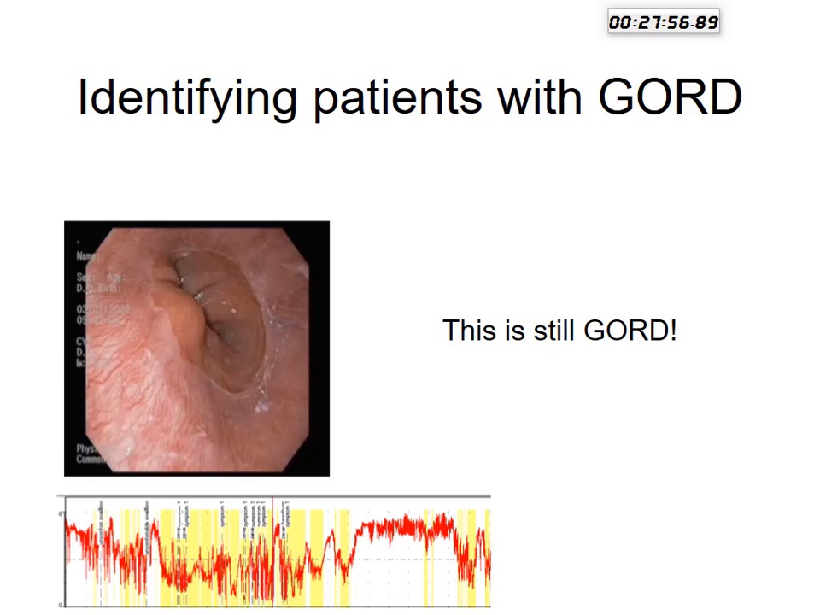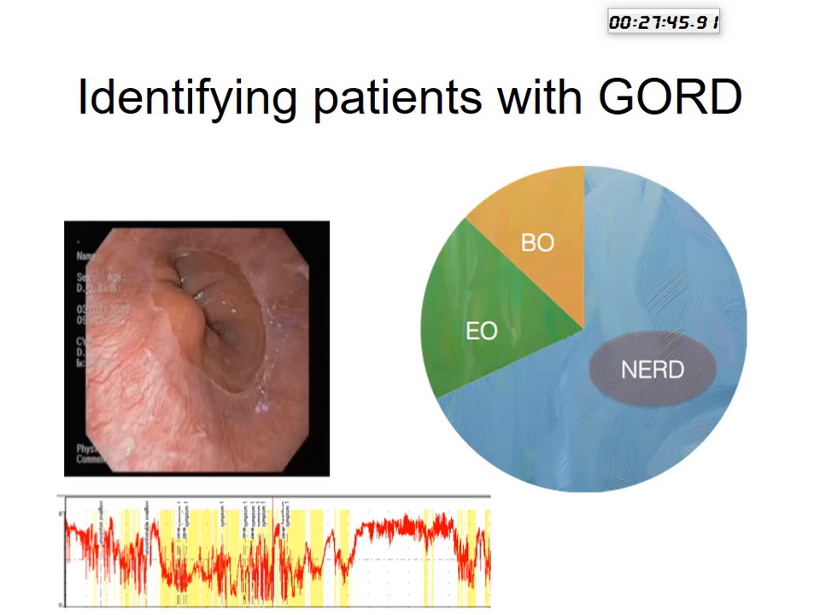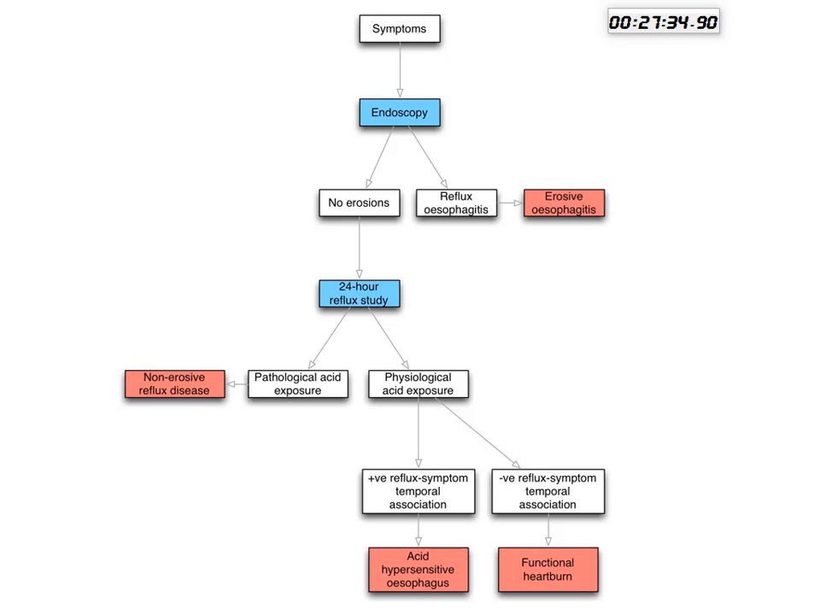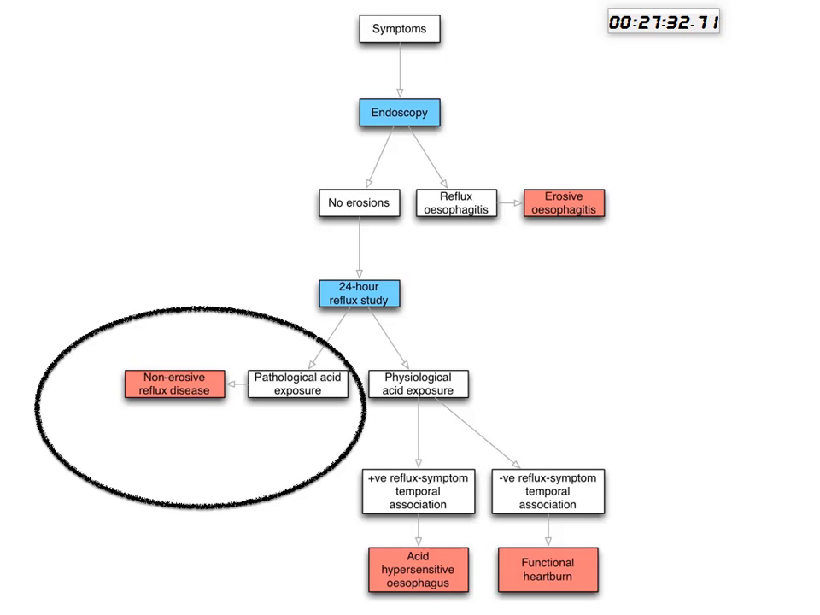And so if you have a patient with a completely normal esophagus, but you do a pH study and it shows lots of acid reflux, that is still reflux disease, of course. That's non-erosive reflux disease, which is probably the commonest phenotype that we see. So some people would say up to 60% of reflux disease is not associated with erosions. And so we're on our diagnostic algorithm. We've done an endoscopy, it's normal. 24-hour reflux study is positive. They've got non-erosive reflux disease.